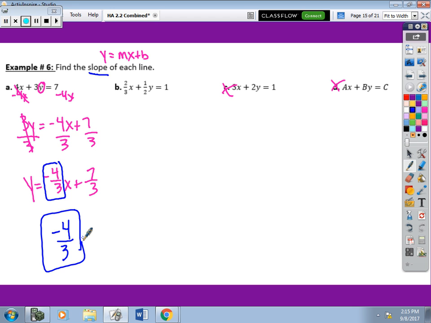You could subtract 2/3 x. Yeah, let's do it that way. I did it differently in period 1, but it doesn't matter. There's multiple ways to do this.